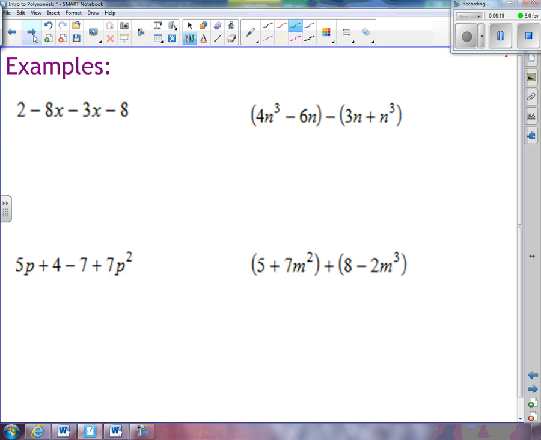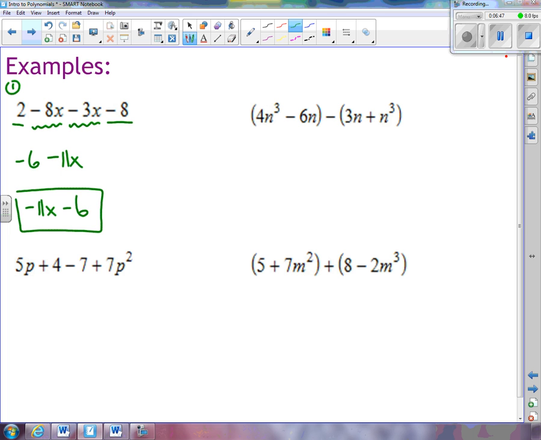So here, the first thing that we're going to do is distribute if necessary. There's no distributing for this first example, so we can move right on to step 2. Step 2 says combine like terms. So if we combine like terms, let's look at this. 2 can be combined with this negative 8, so I have negative 6. This negative 8x and this negative 3x can combine to be negative 11x. So if we want to combine them, we can make this negative 11x minus 6. Now the last step was just rewriting it from this to here to make it go into standard form, meaning that the terms are in descending order.